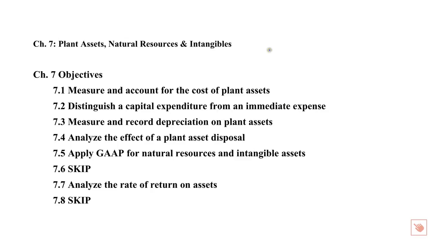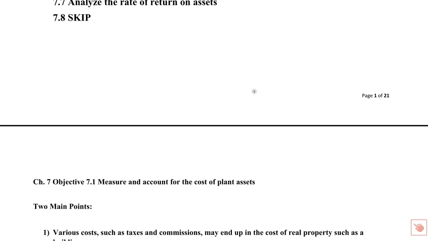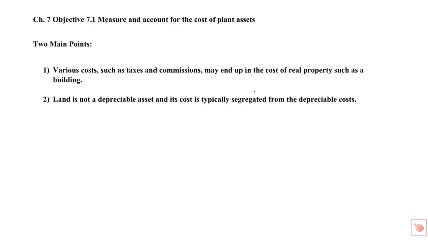Okay, we're beginning chapter 7. There's a lot of stuff in chapter 7, but it all has to do with property, plant, and equipment, which includes natural resources and intangible assets. So let's just go ahead and get started.